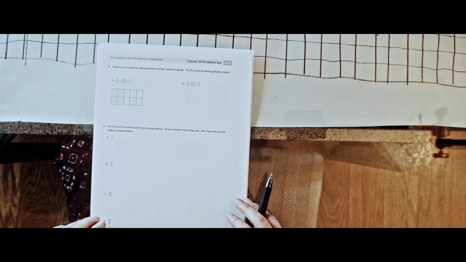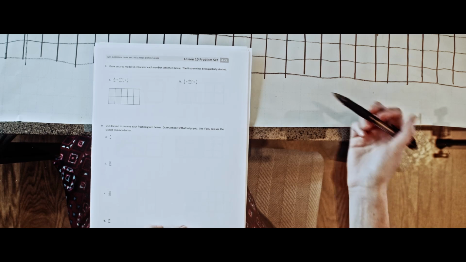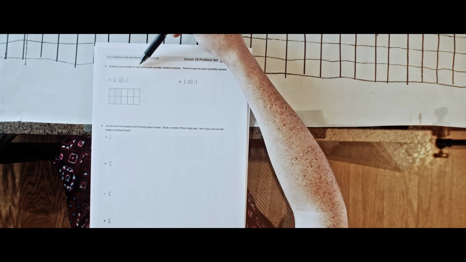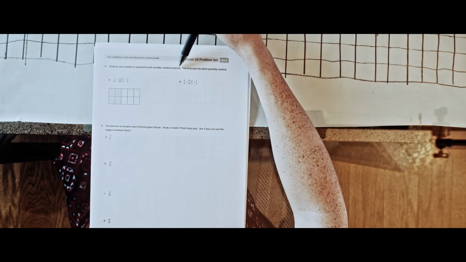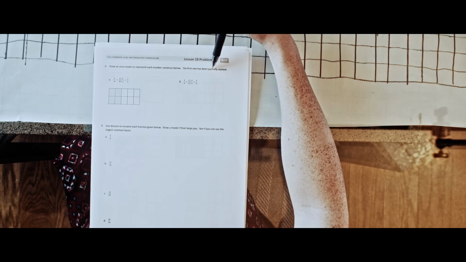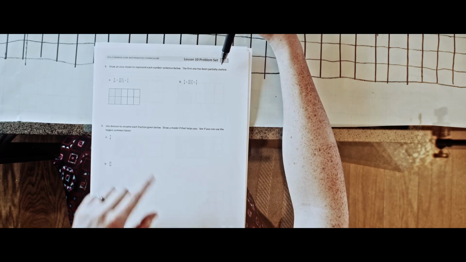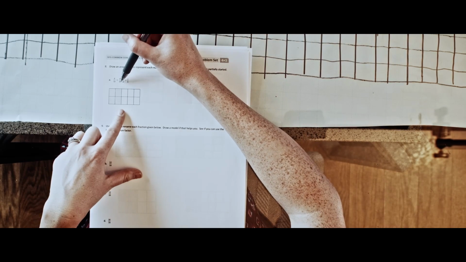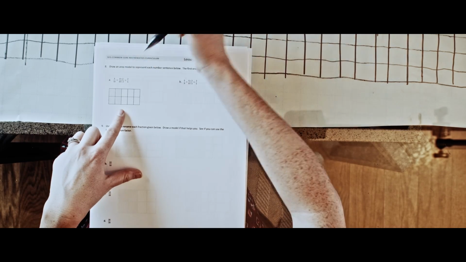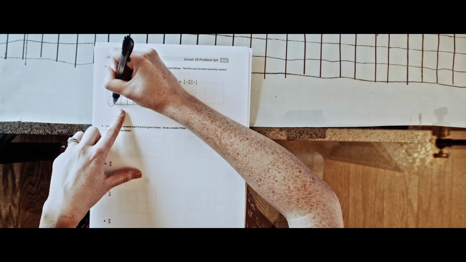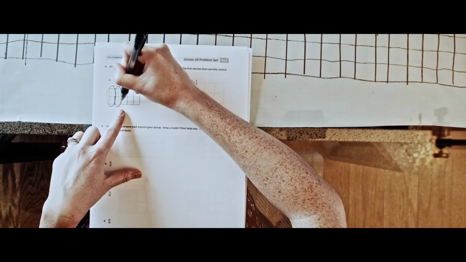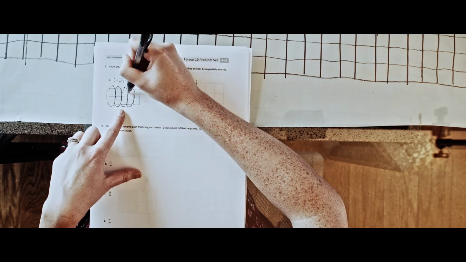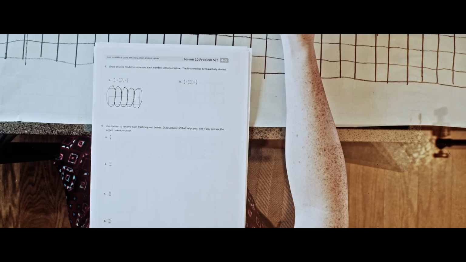Now let's look at the next page on the lesson 10 problem set. Here it says to draw an area model to represent each number sentence below. The first one has been partially started. Okay, so we start with 4/10. They've already drawn that for us. And then we can divide them both by 2, which gives us 2/5. We just need to circle the groups on this one. Okay, 2 groups out of 5 are shaded.